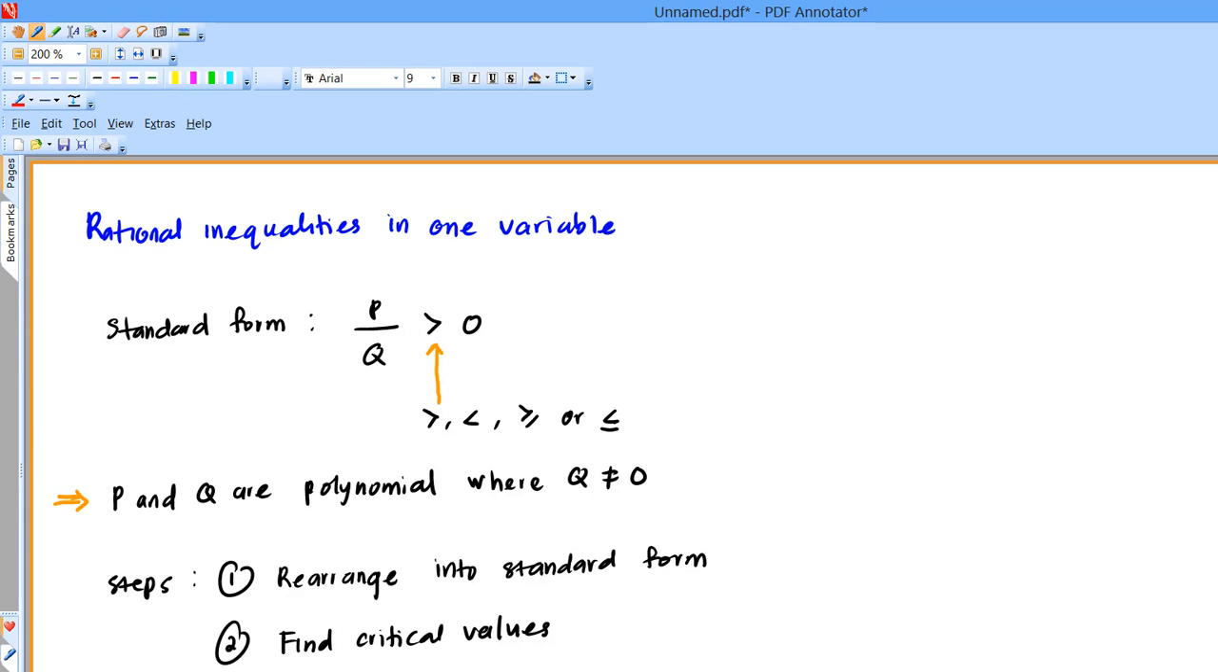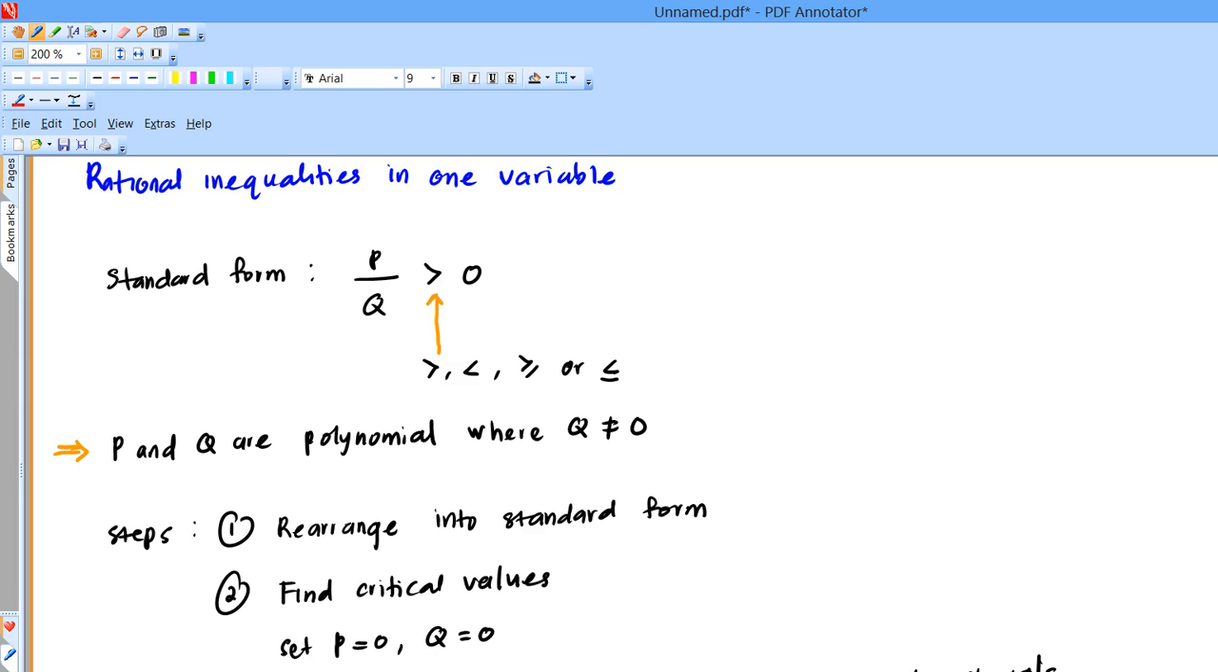The standard form of rational inequalities is P over Q greater than 0, and this inequality sign can be greater than, less than, greater than or equal to, or less than or equal to. P and Q are polynomials where Q must not equal 0. Here are a few steps to solve rational inequalities.